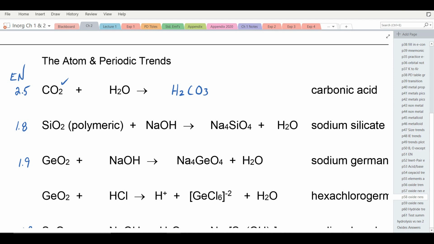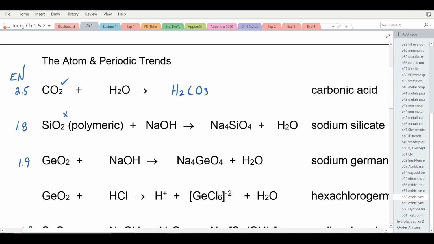Now silica actually exists in a polymeric form, and that is glass. Glass is essentially silica. And yes, glass can be dissolved in hot sodium hydroxide, forming sodium silicate. Here's the formula. Now this is one you're not responsible for, but we should be able to balance that.